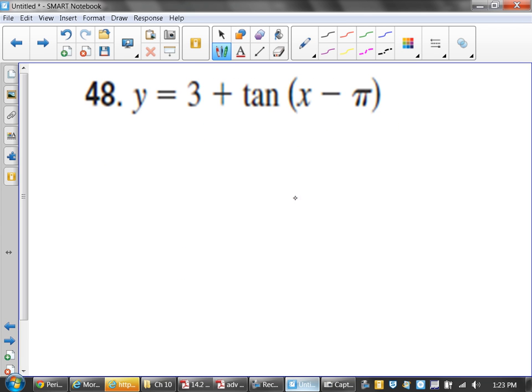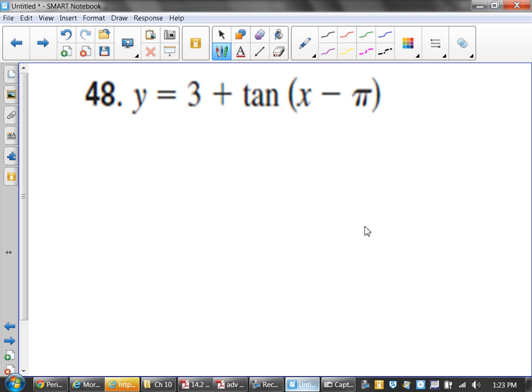So if I'm looking at something like this, tangent goes one of two directions. It either goes up and right or down and right. When does it go up and right? If A is positive. Think of it in terms of slope. If your slope is positive, it goes up and right. If your slope is negative, it goes down and right. Treat tangent like that as well, and you'll be okay.